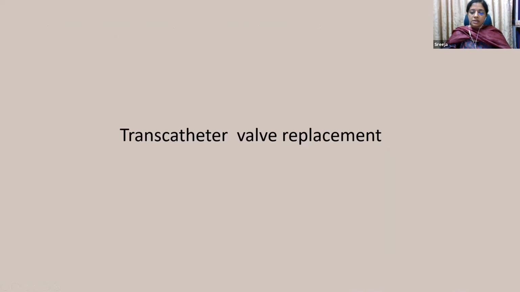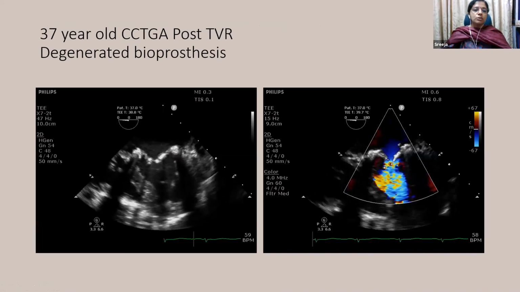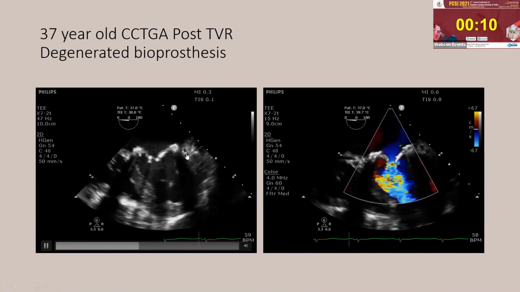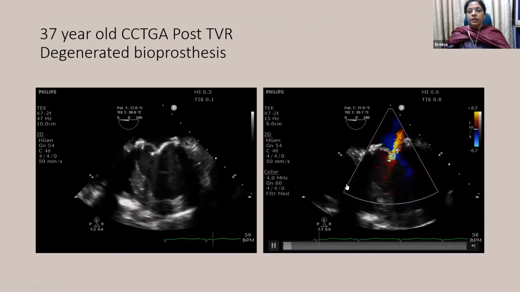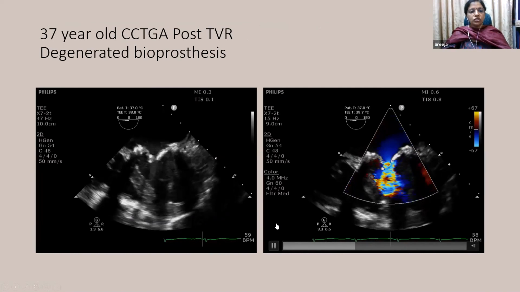Transcatheter valve replacement is another area where 3D has been used. So this is a 37-year-old post-tricuspid valve replacement with a degenerated bioprosthesis. You can see that there is severe stenosis with some regurgitation.